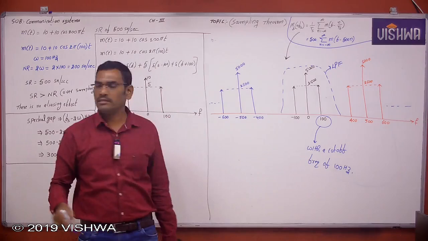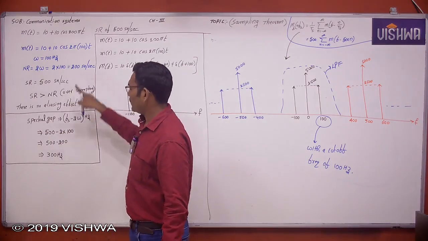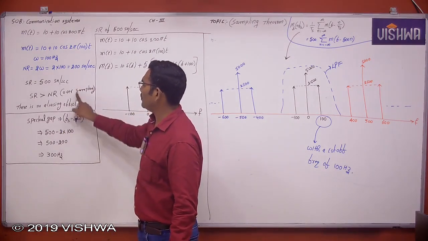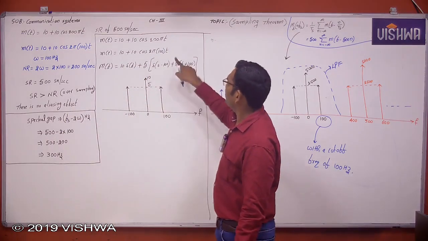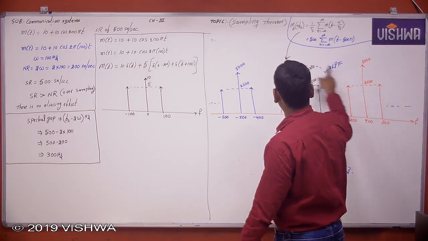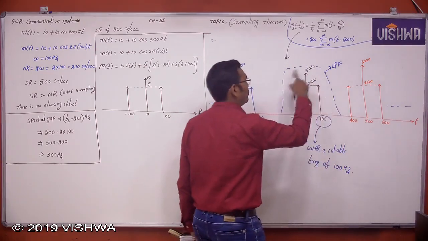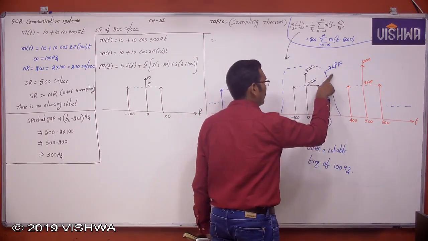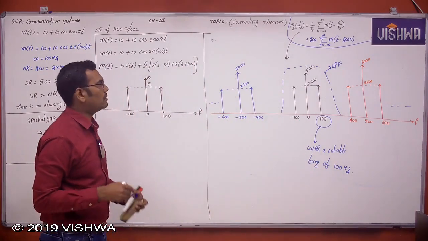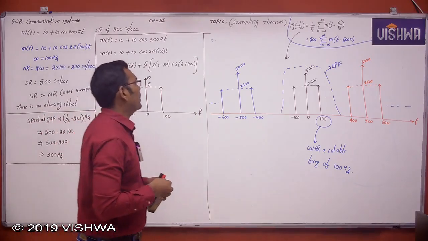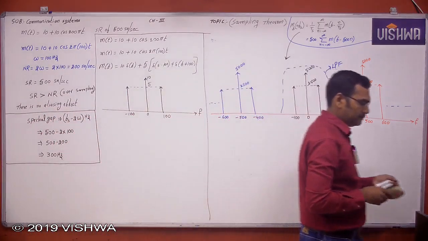Okay, so the answers are: no aliasing effect; spectral gap or guard band, because with oversampling there is definitely a guard band; this is the spectrum of the message signal and this is the spectrum of the sampled signal; and to get back your original message signal, the cutoff frequency of the low pass filter will be 100 hertz. Okay, this is one example so that you can understand the sampling theory. Okay, done.